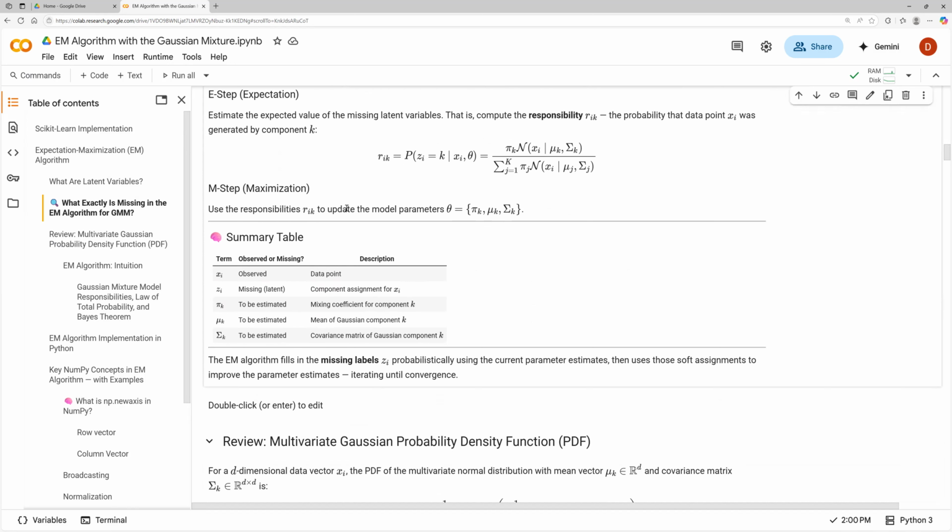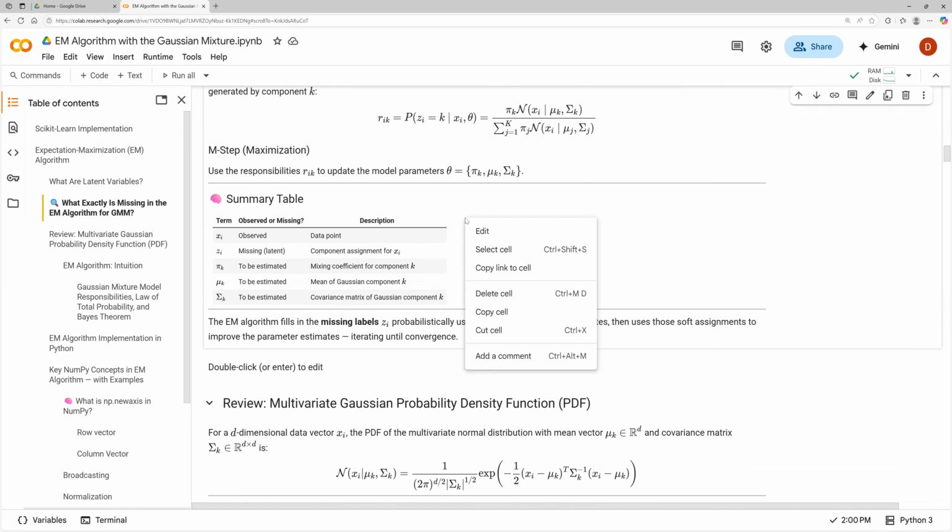So we use the responsibilities to update the model parameters. This is a summary table. Xi is the only thing that's observed, which is a data point. Zi is missing, right? That's the component assignment or cluster membership for xi, right?